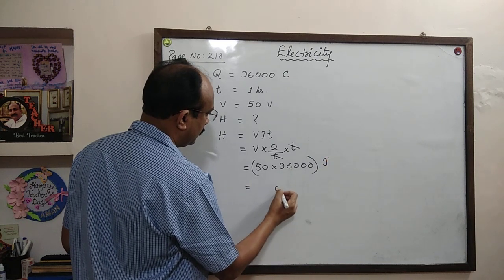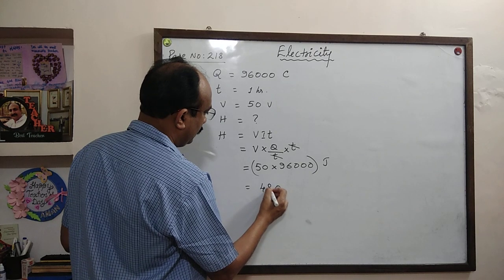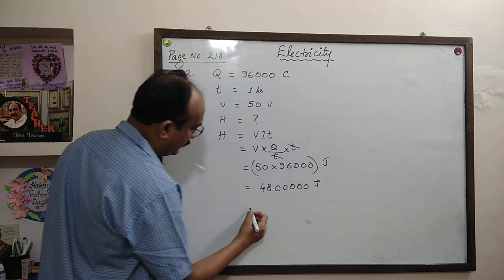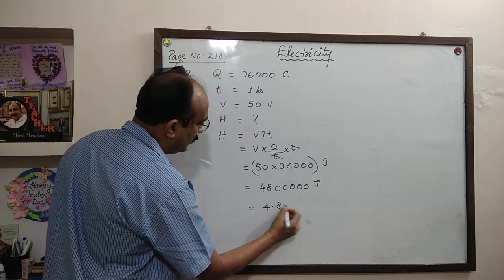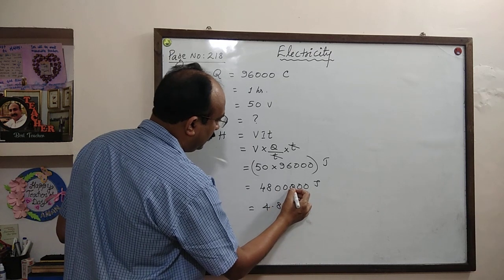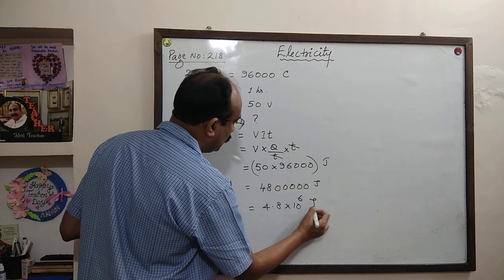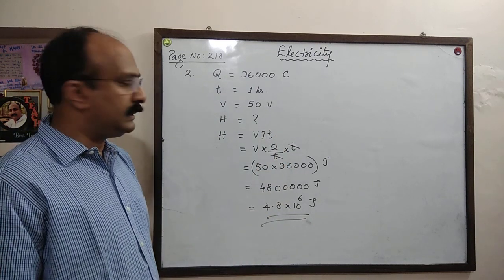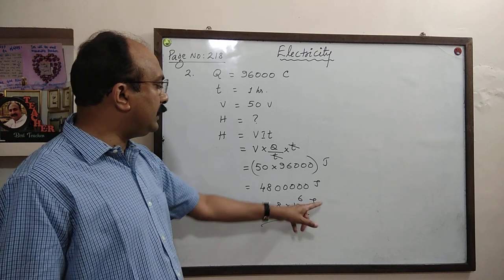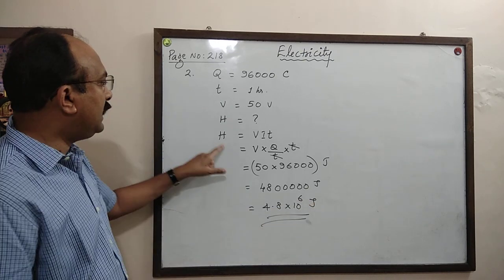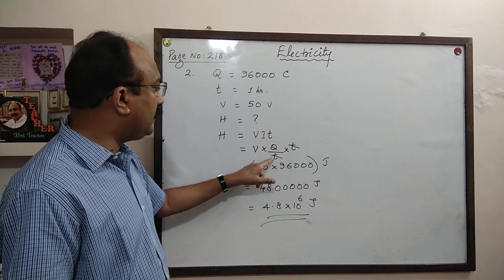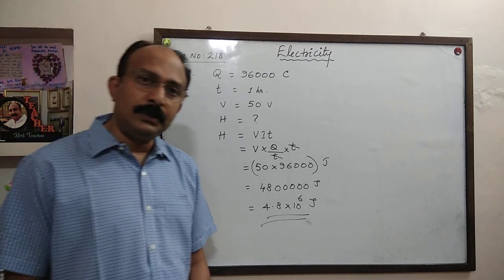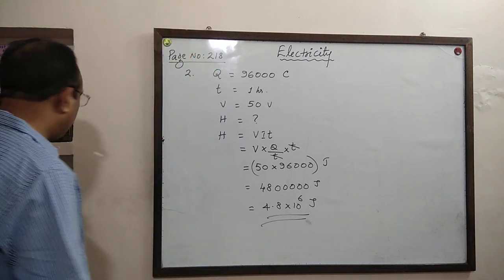So this is 4800000 joule. In standard form we can write it as 4.8 into 10 to the power 6 joule. So heat produced by this device will be 4.8 into 10 raised to 6 joule. I repeat once again, H is equal to VIT, I is equal to Q upon T, so T got cancelled, V into Q equal to 4.8 into 10 raised to 6 joule. I hope it is clear to you.